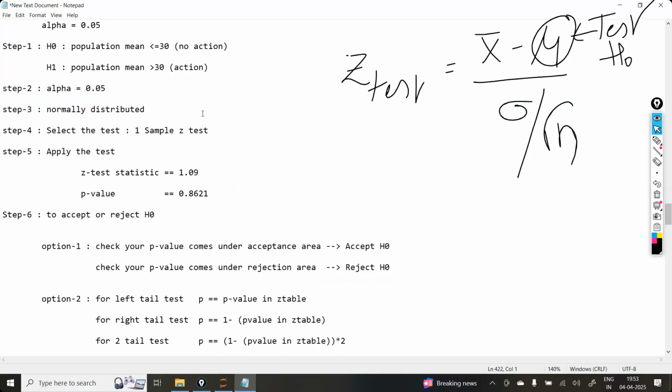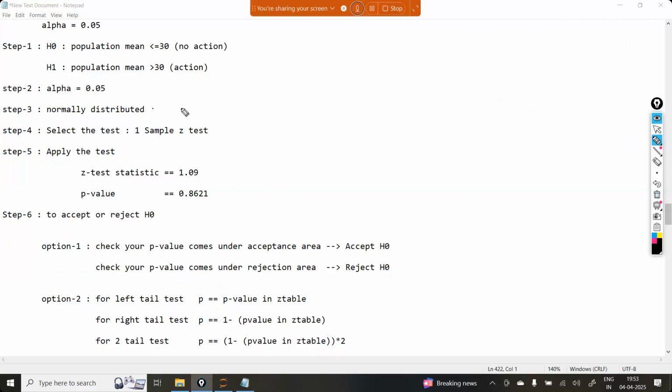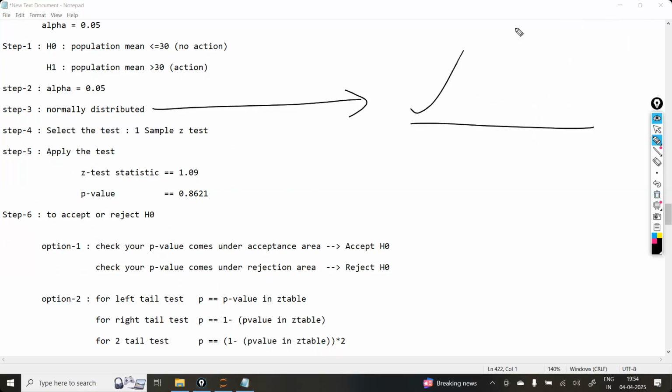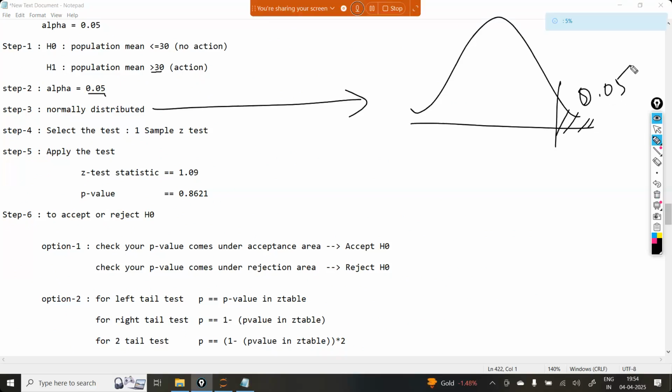After that, the normal distribution. While writing the normal distribution, we have drawn the curve like this. And wherever the value is greater than 30, we are going to reject. Now, what is the rejection area percentage? The rejection area percentage is equal to alpha. Alpha is the rejection area percentage. That is 5%, which is also 0.05. So automatically the remaining area should be 0.95. So this is the diagram.